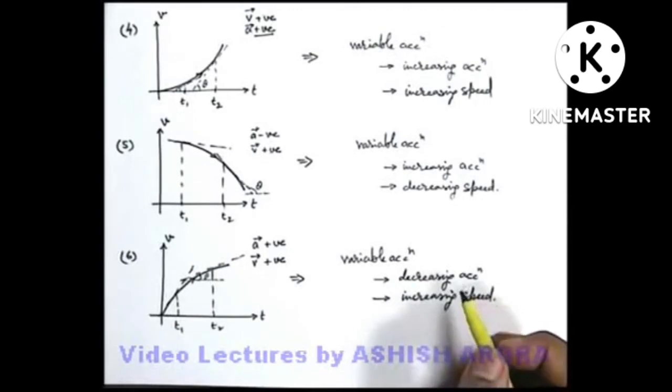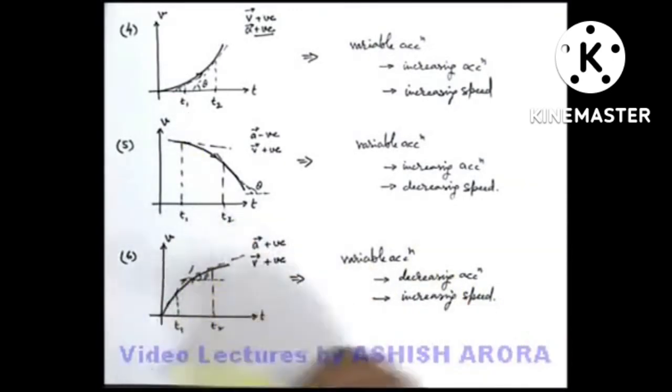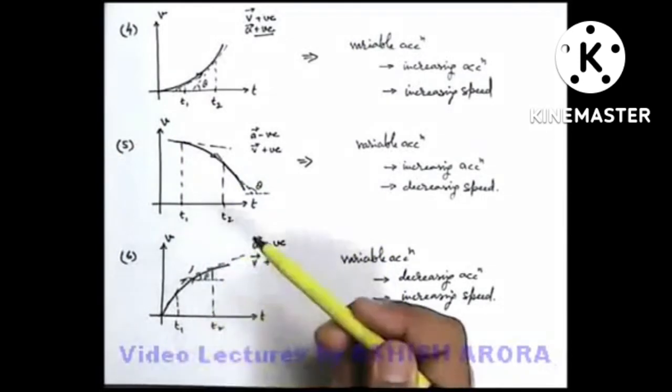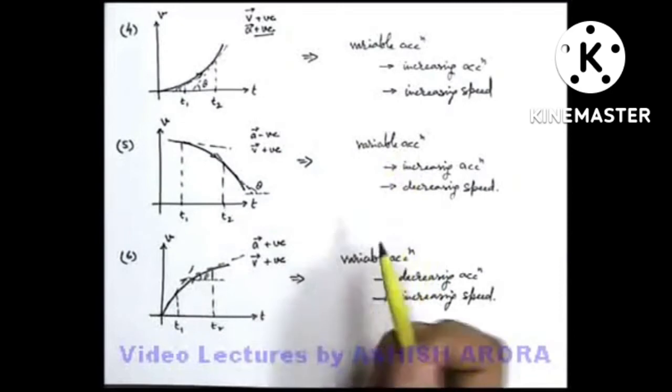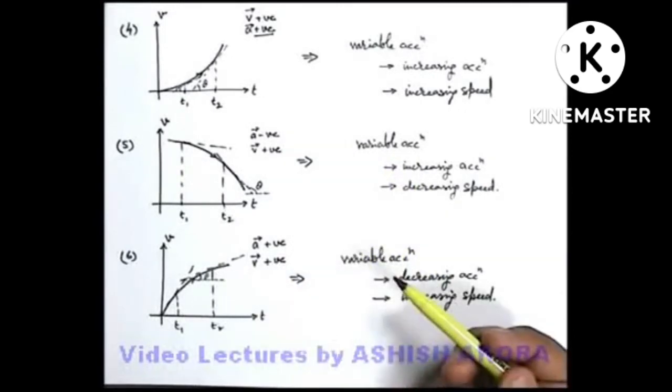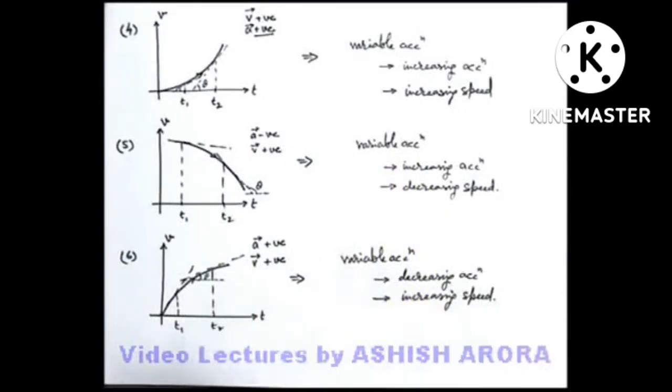I hope all of you have understood very well how to analyze such graphs. There can be more graphs we can draw on velocity time, but I leave it to you. You just draw, experiment in various ways what all types of graphs can be drawn, and you just analyze in the same way. These are the basic analyses which we generally do for velocity time graphs.